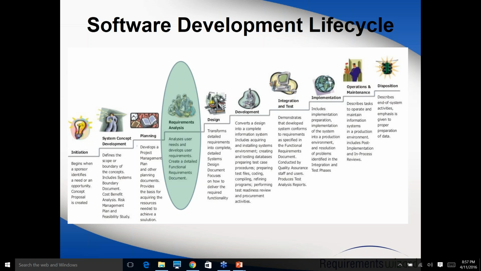Okay, so any questions on the design, what we do as part of the design phase? No.